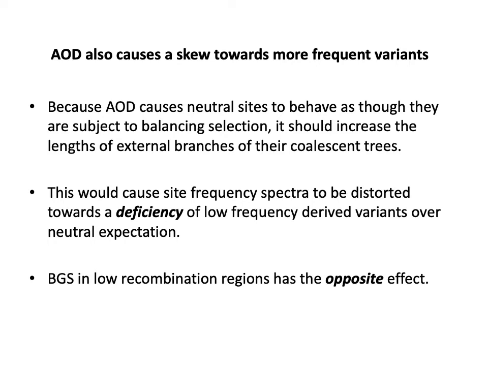In addition, because AOD causes neutral sites to behave as though they're subject to balancing selection, it should increase the lengths of external branches of the coalescent trees. This should cause site frequency spectra to be distorted towards a deficiency of low-frequency derived variants over neutral expectation, whereas background selection in low recombination regions has the opposite effect of causing an excess of low-frequency variants.